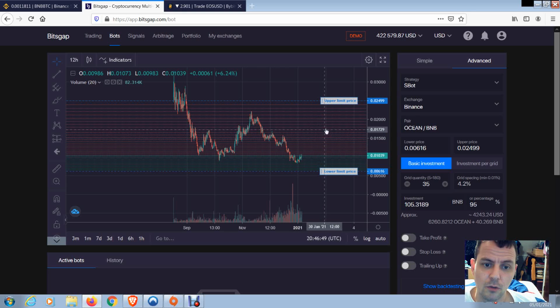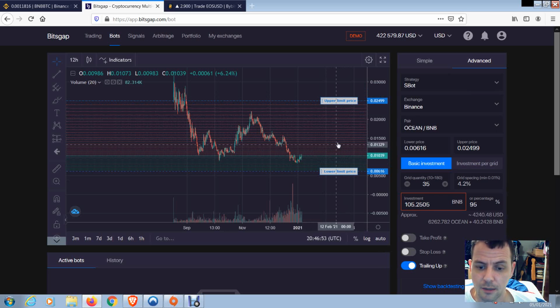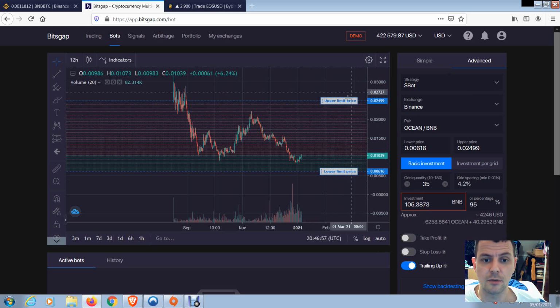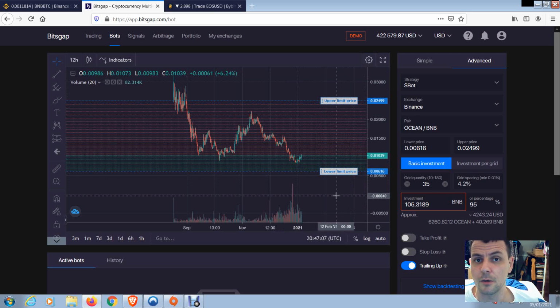Now if we go all the way up and out of here, if we have trailing up set on, then it will trail up. The grids will be created as this goes up. There will be more grids added, so it doesn't just stop here, it will continue. But if it goes all the way down and below the lower limit, there's no more buying going on. It's just going to continue to go down, and essentially at that point what you've done is you've spent all your BNB on Ocean and aren't able to sell them until the price picks back up again, which is unfortunately what's happened to one of my bots.